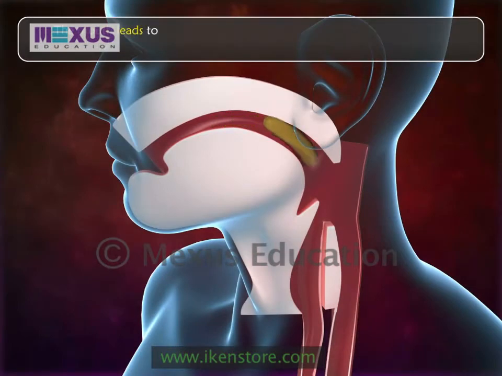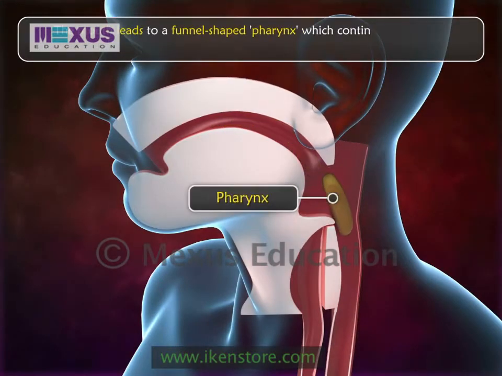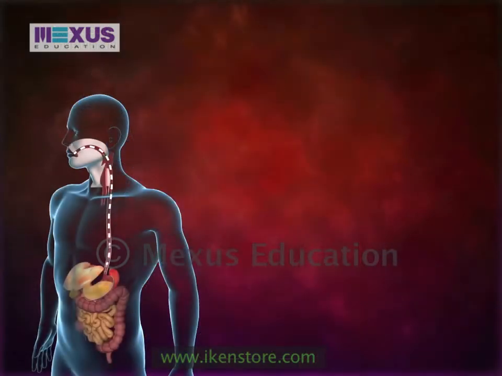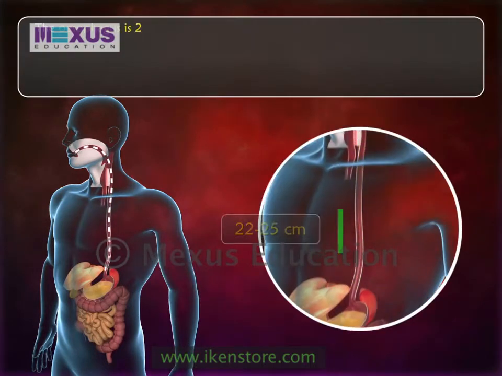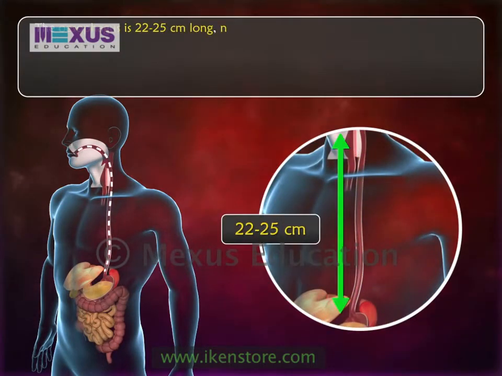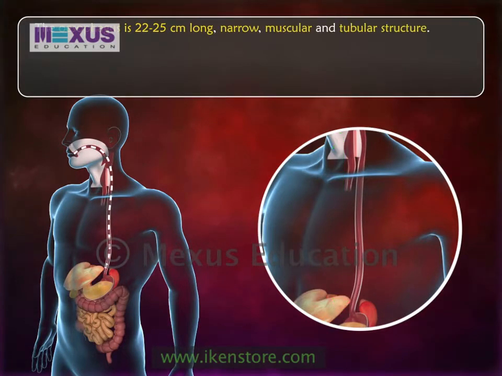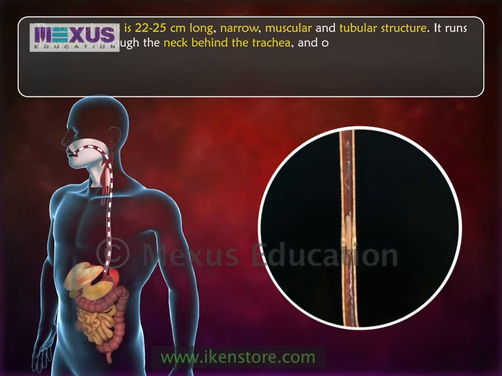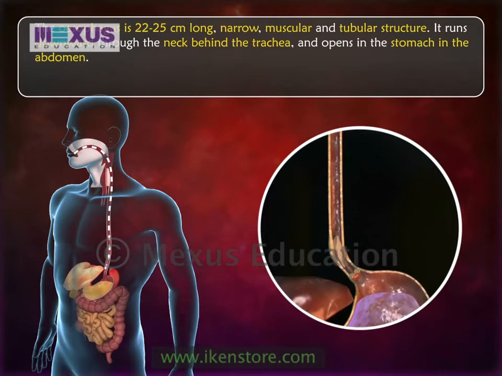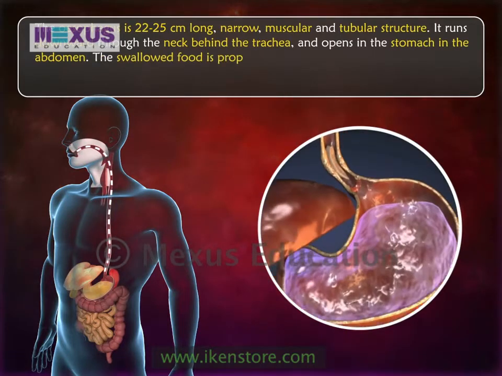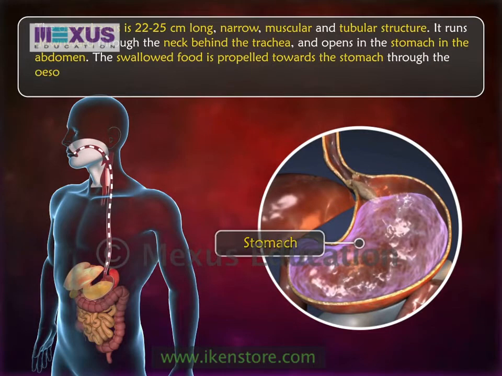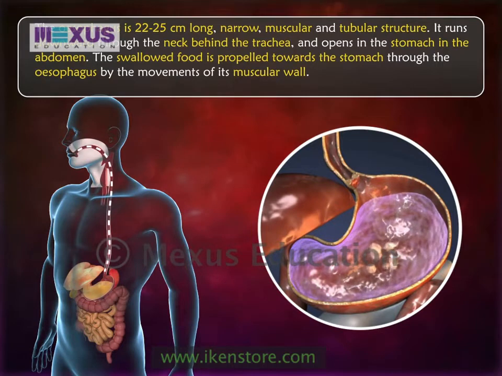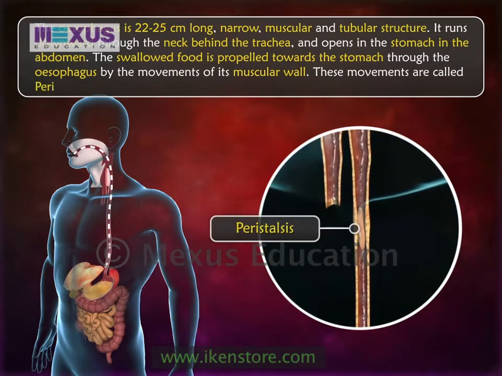The mouth leads to a funnel-shaped pharynx which continues into a long muscular tube, the esophagus. The esophagus is a 22 to 25 centimeter long, narrow, muscular tubular structure. It runs downward through the neck behind the trachea and opens in the stomach in the abdomen. The swallowed food is propelled towards the stomach through the esophagus by the movements of its muscular wall. These movements are called peristalsis.